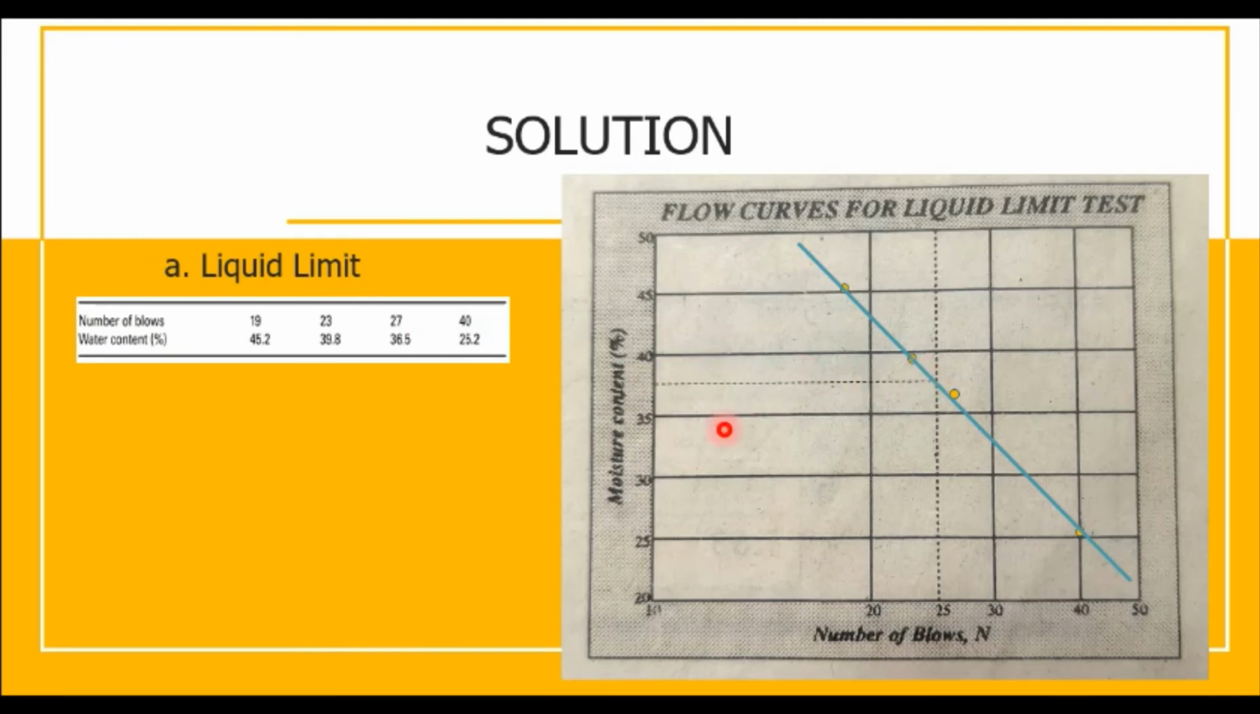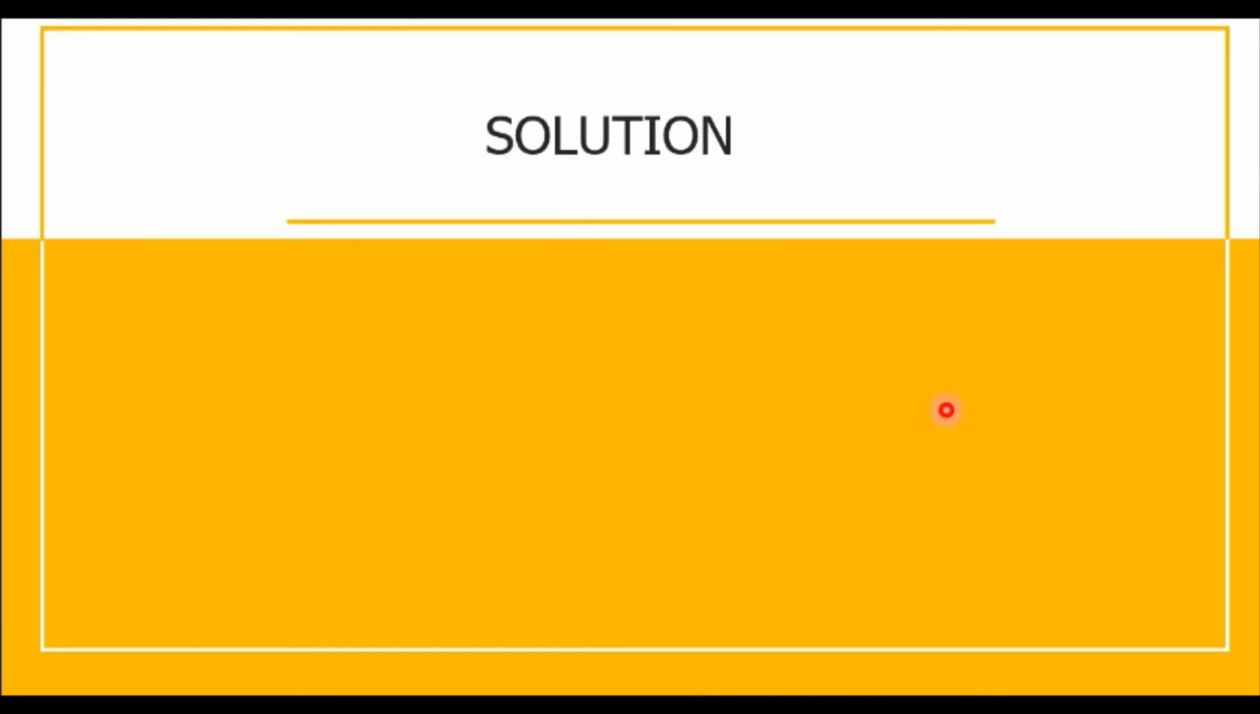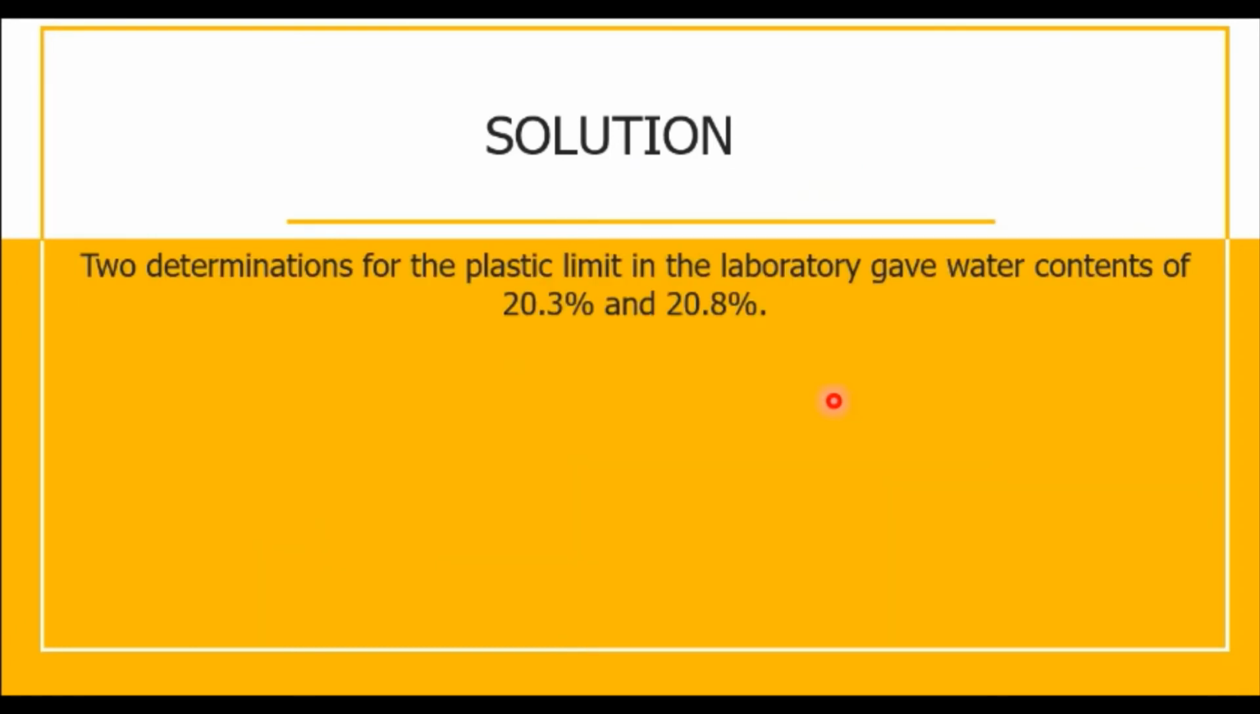So, the liquid limit of the soil will be equal to 38%. Okay? And then, after that, we get the plastic limit. So, ang sabi dun sa problem, there are two determinations for the plastic limit in the laboratory. So, meron daw 20.3% and 20.8%. Para makuha natin yung plastic limit, we just get the average of these two moisture contents.